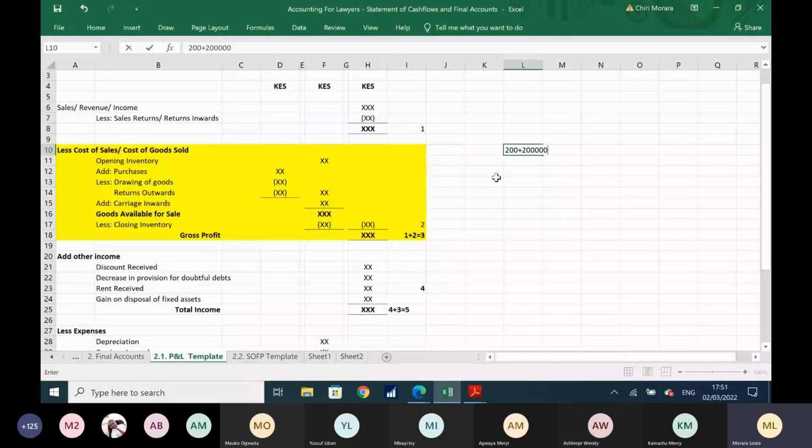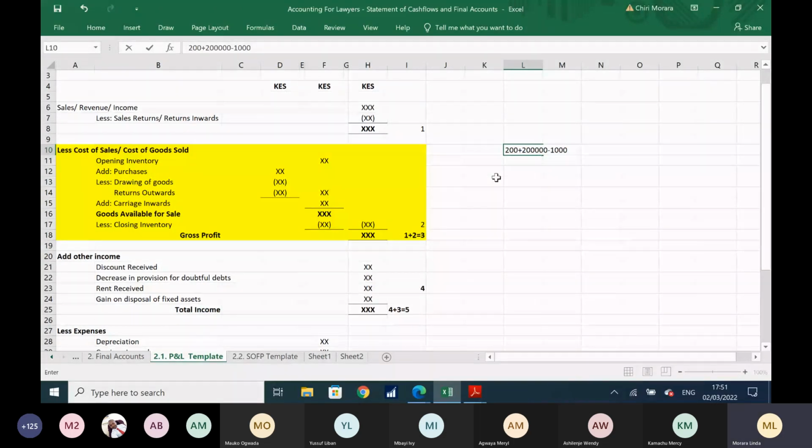But then you could also have made some drawings. And when we're talking about drawings, a drawing can be in terms of the goods, but then it can also be in terms of cash. So if the owner draws goods, that is, they take goods for their own personal use, it is not sold, then you cannot reasonably declare that as a good that is available for sale, and that is why you must deduct it. So let's say we withdrew 1,000, right?